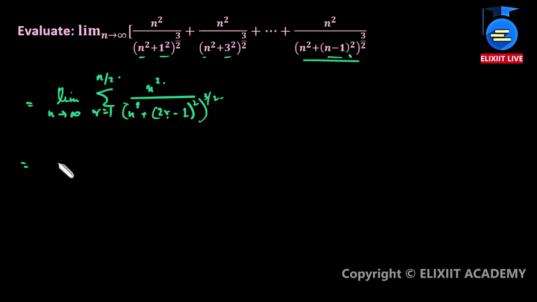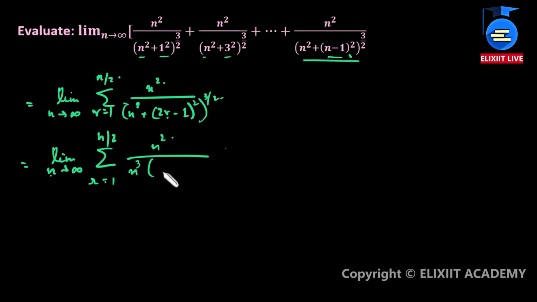So basically what we have is limit n tends to infinity, sigma from r equals 1 to n by 2. We try to bring r by n format over here, and by taking out 1 by n also outside. Here we have n square. I take out n square common from here, so n square whole to the power 3 by 2. So n cube will actually come out, isn't it?